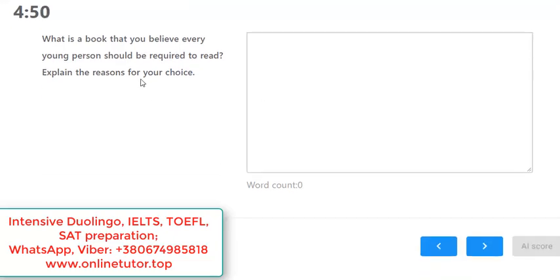What is a book that you believe every young person should be required to read? Explain the reasons for your choice. All those phrases apply from our previous, yes, because it's your opinion, your argumentation. You just pick up some book, and maybe even an imaginary book, and in my opinion, the greatest book of all times for young people is la la la. Yes, nothing special, yes. And then the reasons, the second paragraph, the first reason, the third paragraph, the second reason, and all that jazz.